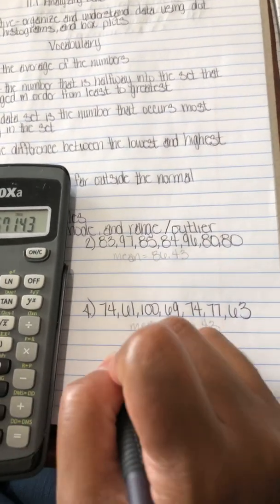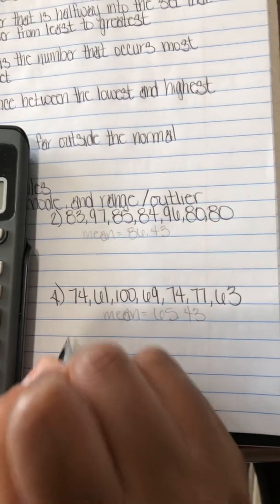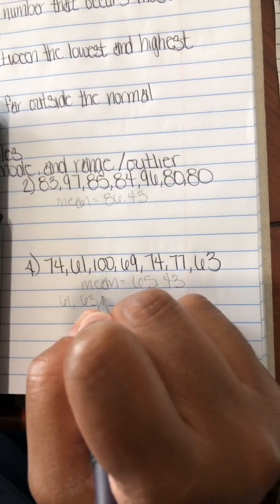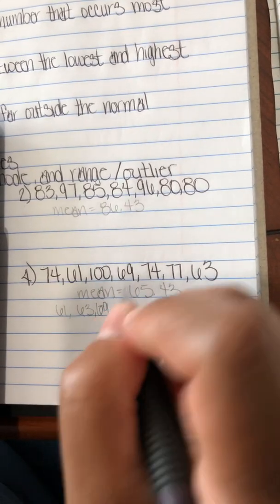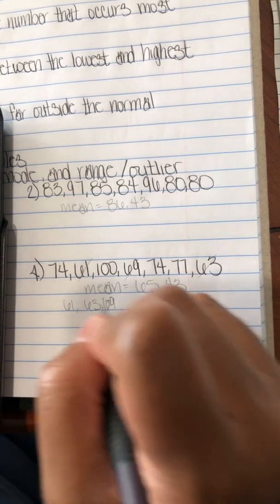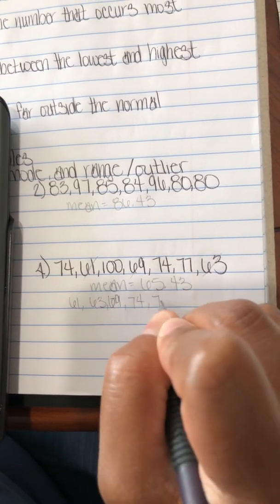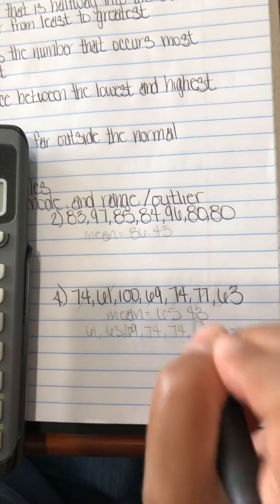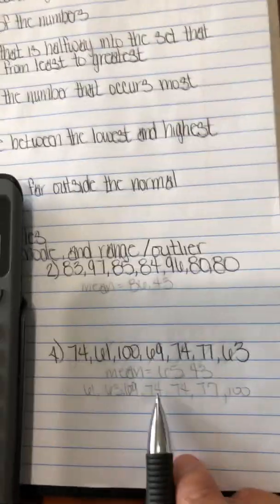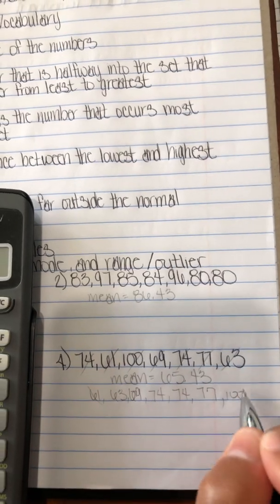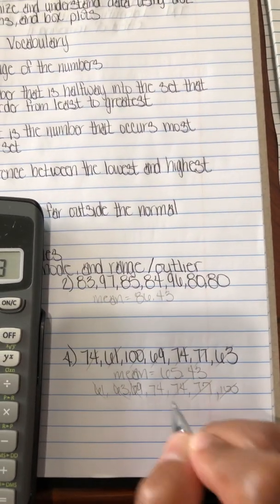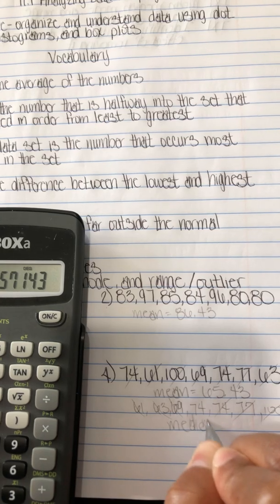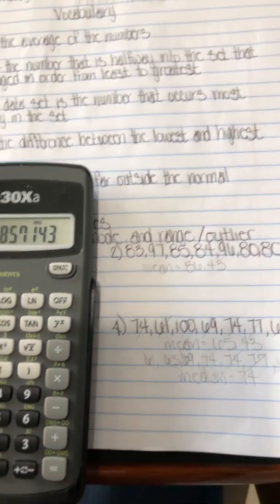Right away, I know that my median, I need to put in order. So this is going to be 61, 63, 69, 74, 74, 77, and 100. Okay, now I have all my numbers. 1, 2, 3, 4, 5, 6, 7. Perfect. All right, cross them out until I get to the middle. And I have 74 in the middle. So my median is 74.